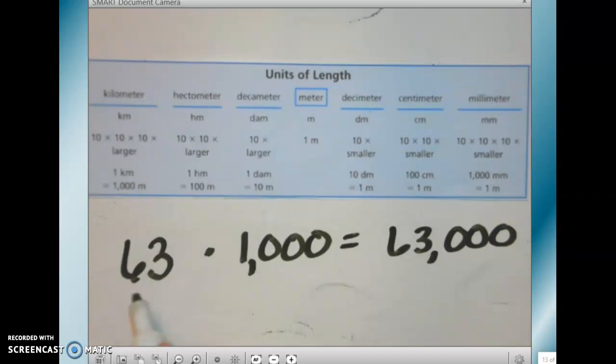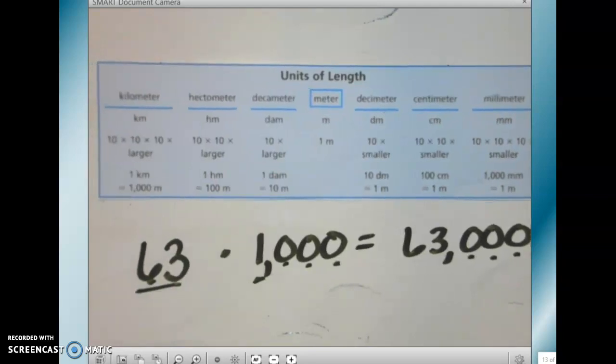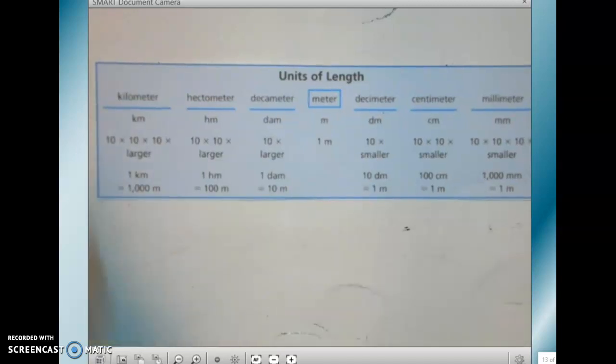Because we're taking 63 times 1, and that's our 63, and then for every 0 I have in a factor, I put a 0 in my product. So 63 kilometers is 63,000 meters. That sounds like a lot of driving. It's 63 kilometers, which is slightly bigger than 63 miles.